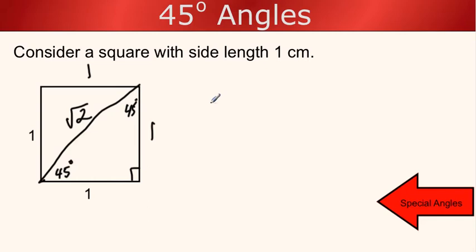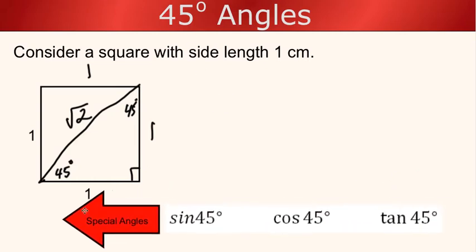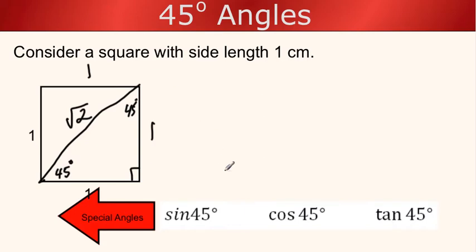Okay, so for our special angles, once you make that quick diagram, you can fill in or get any value you need. So sine of 45 would be opposite over hypotenuse, so 1 over root 2. Cos of 45, adjacent over hypotenuse, 1 over root 2. Tan of 45, opposite over adjacent, 1 over 1, which is 1. Done. We've got the three ratios for 45.